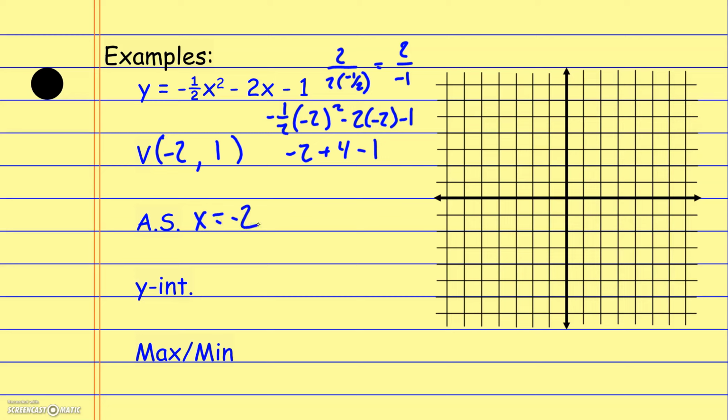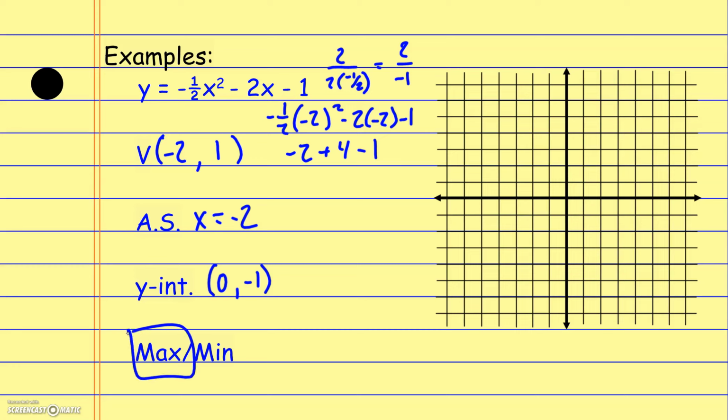The y-intercept, I plug a 0 in for x. And when I do that, I get a -1 out for y. Again, it's that constant term that's there. This time I have a negative a value, which means the parabola would open down, which means my vertex is at the top. So I'm going to be experiencing a maximum value this time.